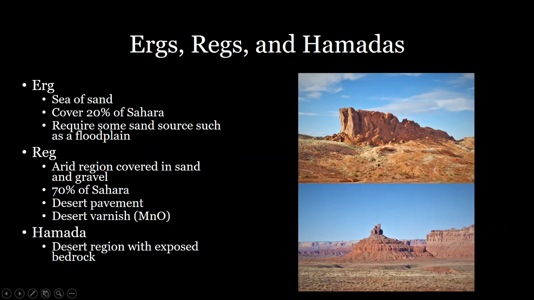The next type of landscape that we're going to talk about is hamadas. So hamadas are regions of deserts where you have exposed bedrock. This is a photo that I took from the Valley of Fire near Las Vegas, as well as the Valley of the Gods near Monument Valley, where you have large open areas that have bedrock that's exposed at the surface.